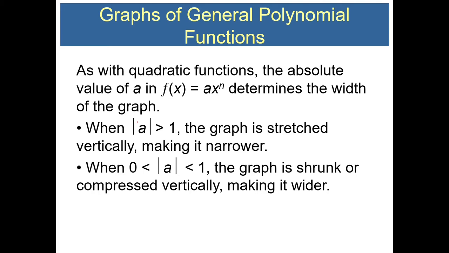As with quadratic functions, the absolute value of a in f(x) = ax^n determines the width of the graph. When the absolute value of a is greater than 1, the graph is stretched vertically, making it narrower. When the absolute value of a is between 0 and 1, the graph is shrunk or compressed vertically, making it wider.